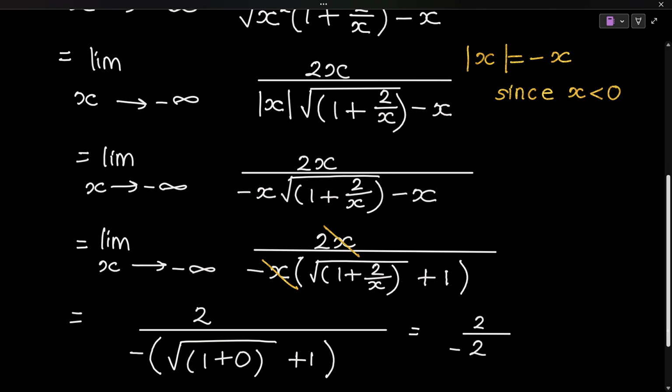And there was that negative in front. So we end up with negative 2 in the denominator. And 2 divided by negative 2 is negative 1. So that is our final answer. Let's look at one more example.